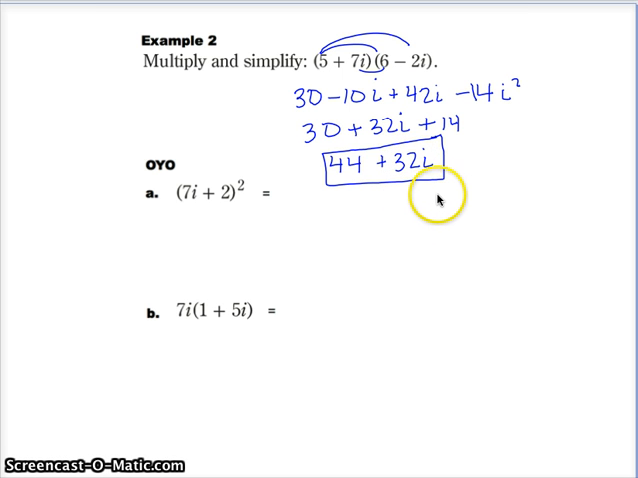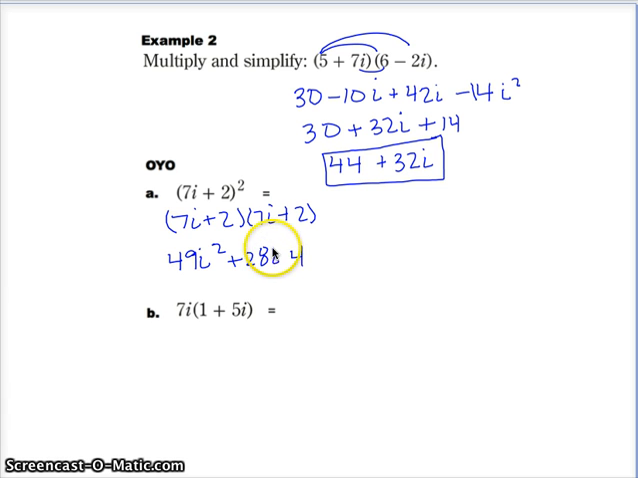All right, now it's your turn. Try the problems on your own and then check your answer. Now remember, when we see a binomial squared, this is really 7i plus 2 times 7i plus 2. I will square the first terms and get 49i squared. I will square the last terms and get 4. And then remember, I can multiply these terms to get 14 and then double it to get my middle term, which is 28i.